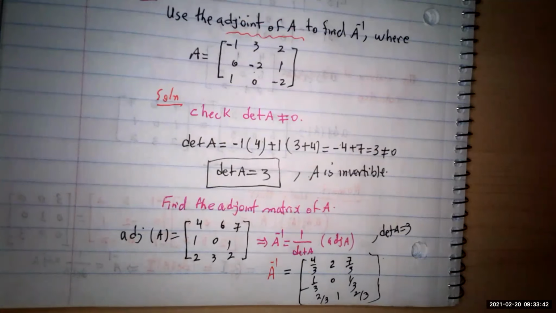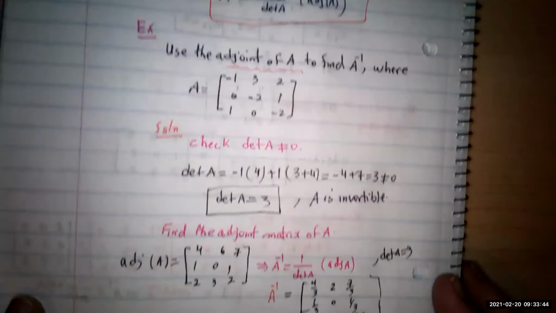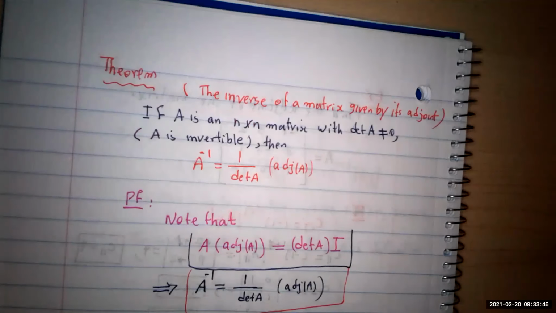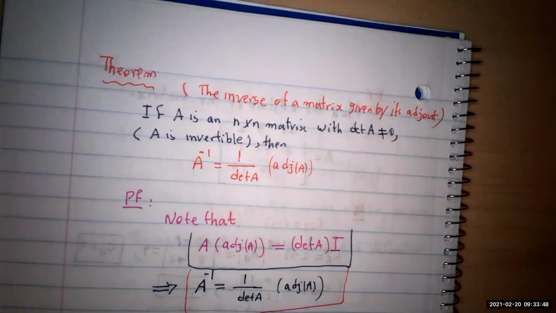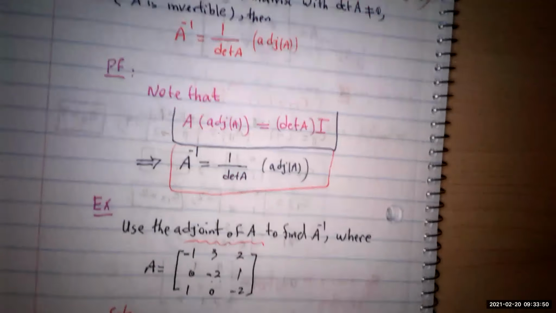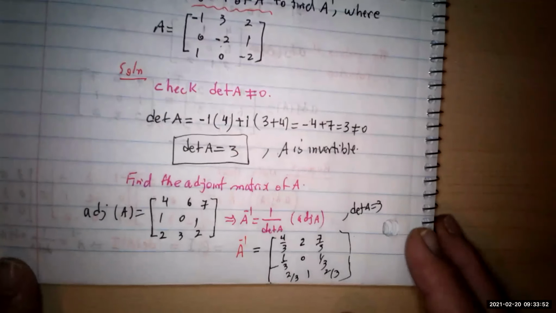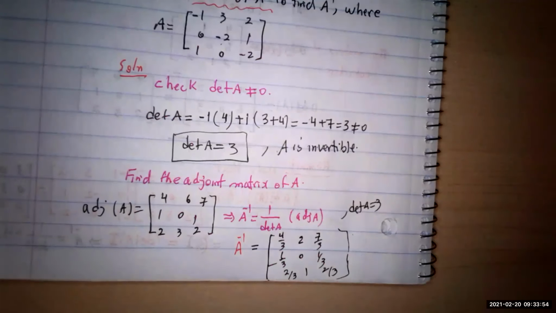But remember, find A inverse using the adjoint formula. So you have to use this method. If you say inversion method, you have to use the inversion method. If you don't say anything, you are free. You can use any one you like to get this number.